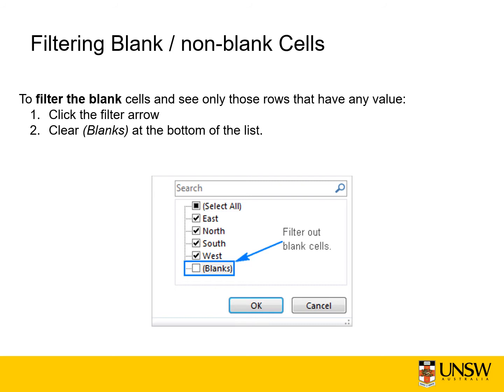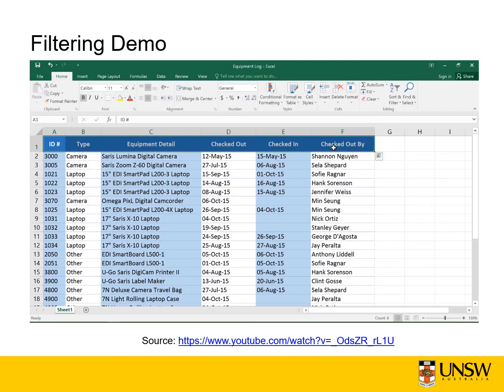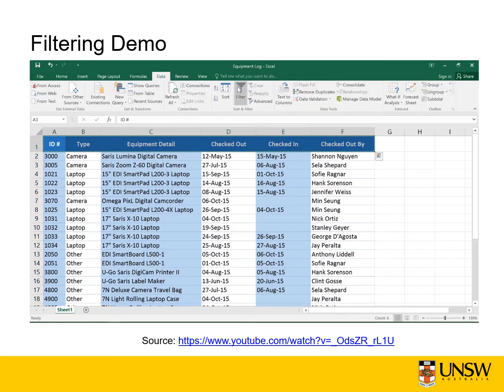Please watch it. In this example, I have an equipment checkout log, and there are a lot of things to keep track of, so I'd like to use some filters to simplify it. First, go to the Data tab and click the Filter command. And you'll see these drop-down arrows are now added to your header row. These are what you'll use to access all of the filtering options.